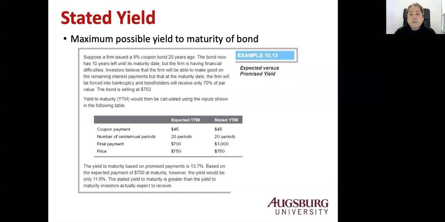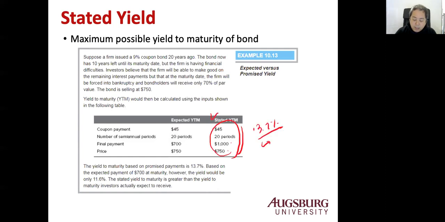Investors believe that the firm will be able to make all the remaining interest payments, so they can pay interest, but probably not everything at the maturity date. The firm will be forced into bankruptcy and the bondholder will receive only 70% of the par value. The bond is selling at $750. So if you calculate the YTM, you have the coupon payment, the number of semi-annual payments, and the final payment. Now this is the stated YTM, right? So $1,000, $750, calculate that. The stated YTM is 13.7%.